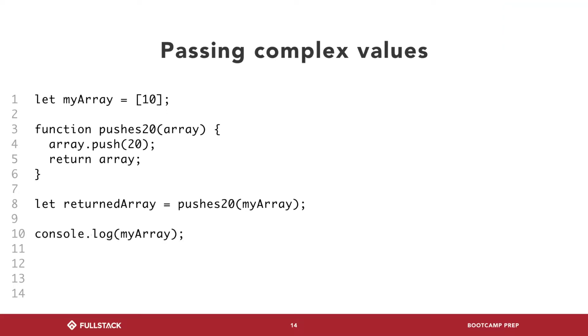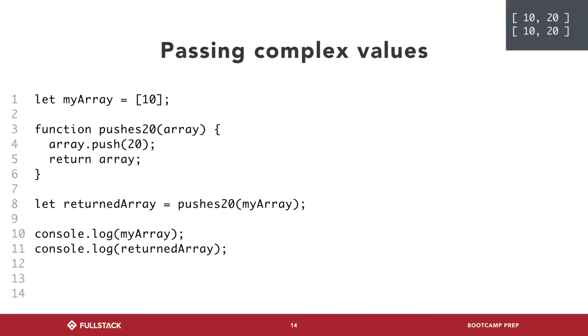Similarly, if we then do the converse of that, which is we pass in an array, well, now we're actually passing in a reference to the original array, right? My array is an array with one thing. If I pass my array to this pushes 20 function, well, guess what's going to happen? I'm going to add 20 to it. I'm going to return the array.